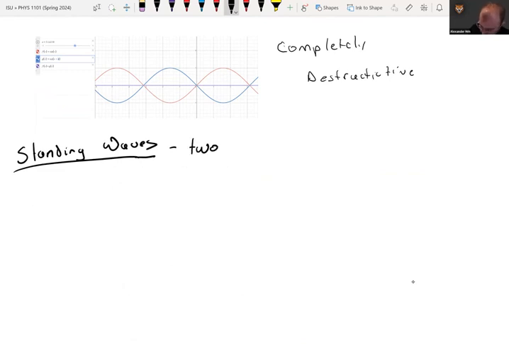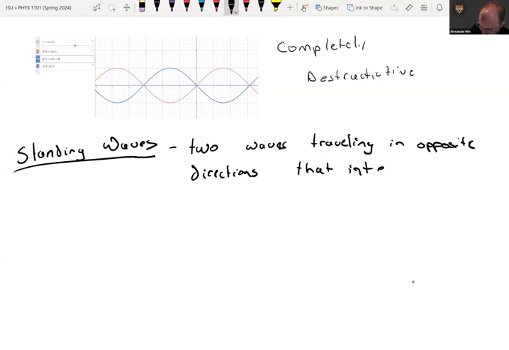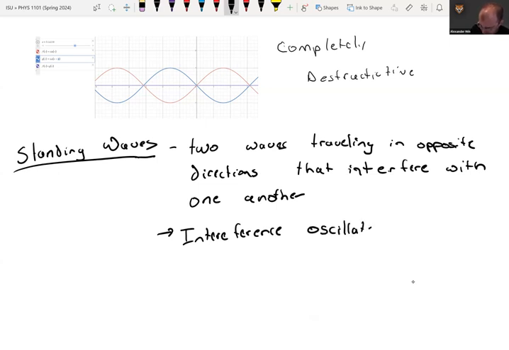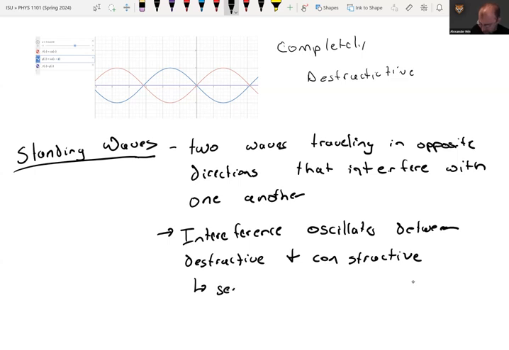So this is two waves traveling in opposite directions that interfere with one another. Now, the point is that the interference actually, I'm going to use the term deliberately, oscillates between destructive and constructive interference.